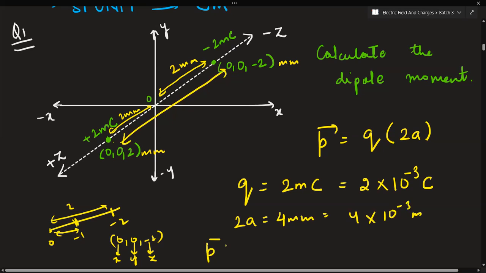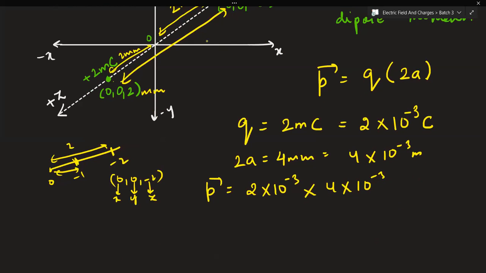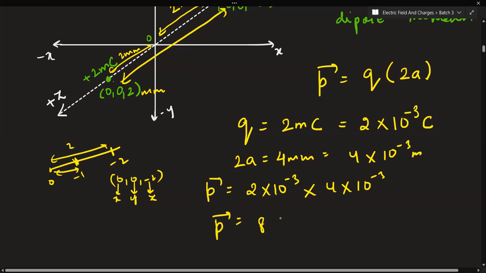So dipole moment is what? Charge multiplied by 2A, means the separation between them. Charge is 2 into 10 to the power minus 3. Separation between them is 4 into 10 to the power minus 3. This becomes what? 4 multiplied by 2. This is 8. So it will be 4 millimeters because this is given in millimeters. So dipole moment will be 8 multiplied by 10 to the power minus 6.